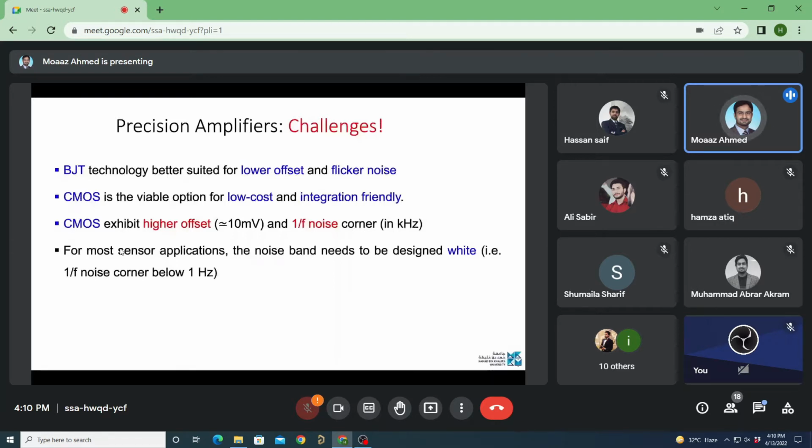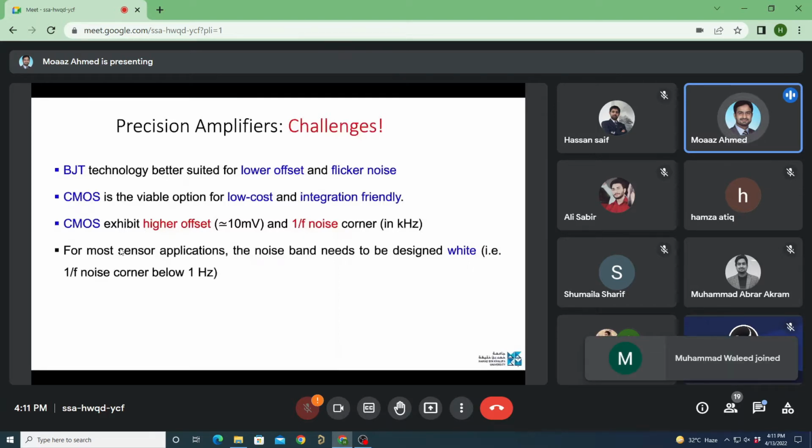But the problem is that the sensor signals are usually less than a kilohertz. Our biomedical signals are usually 10, 20, 30 hertz or 100 hertz or 200 hertz. So they are fully submerged under flicker noise. We have to move this flicker noise somehow to higher frequencies, and we'll see how we do that.